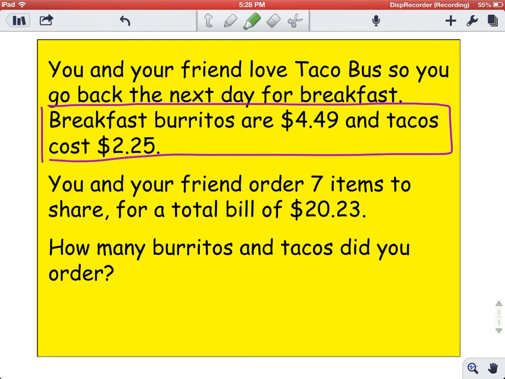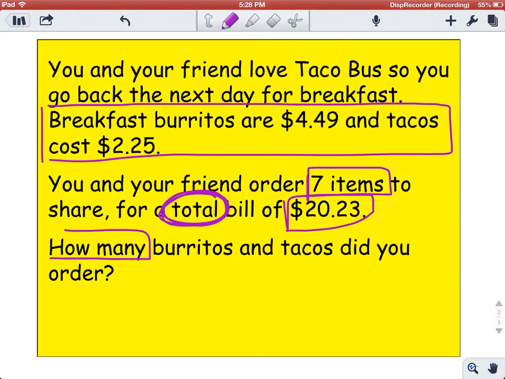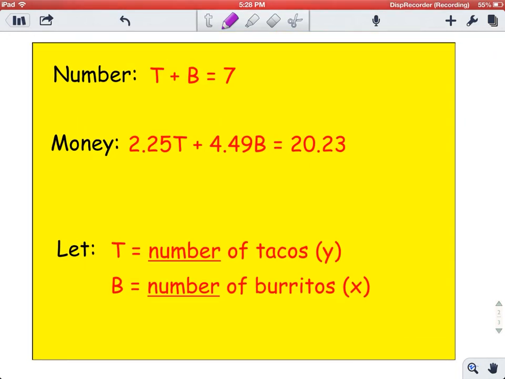Notice how this situation is changing. I'm telling you the cost, and then what I'm giving you is a total. So my friend and I together ordered 7 items for a total of $23. And we're going to be answering this question now: how many? So notice how the equations change. Now I have what I call a number equation, the total number of items that we bought together, and a money equation, which is the total amount of money that we both spent together.